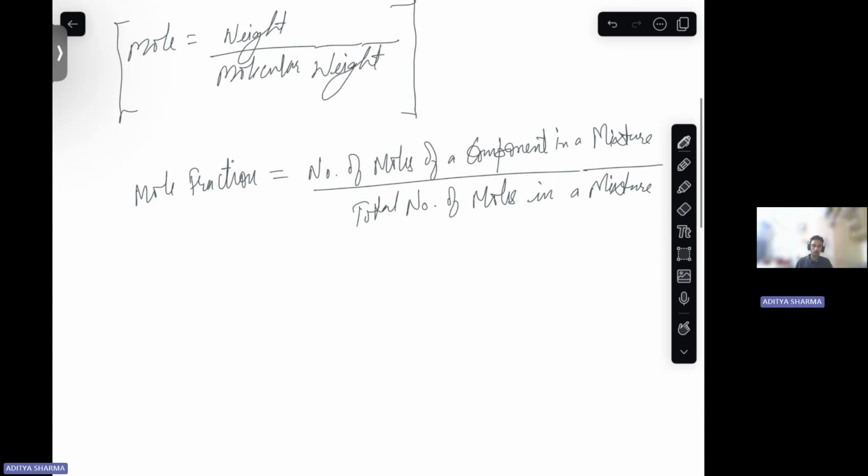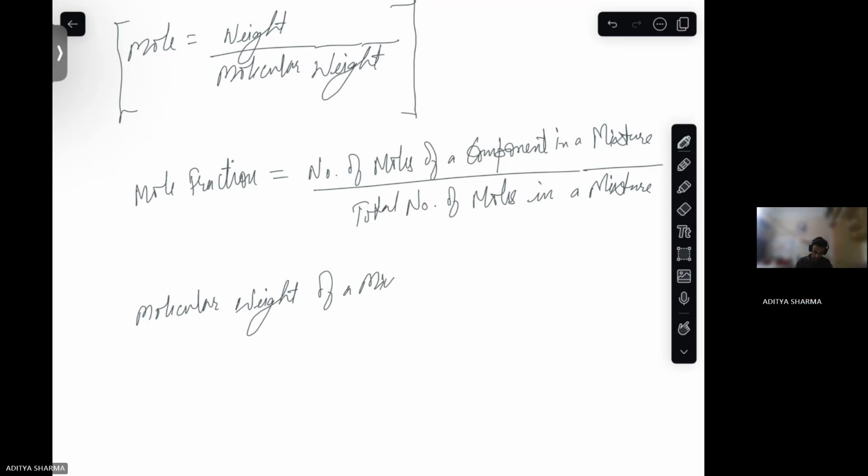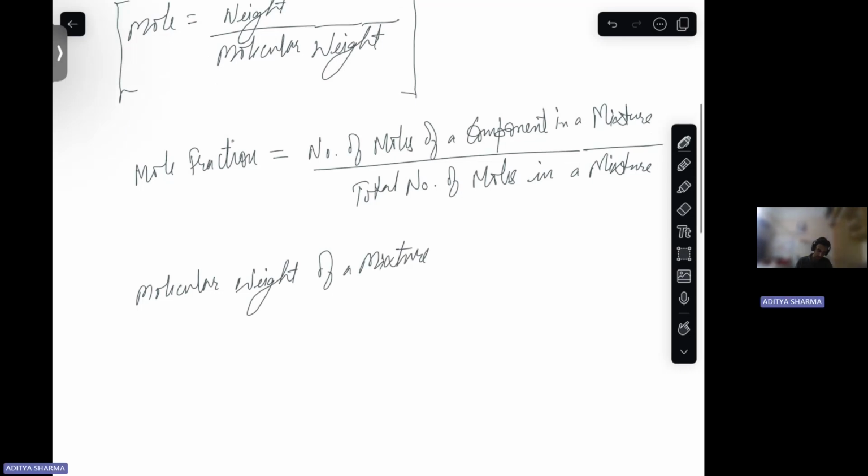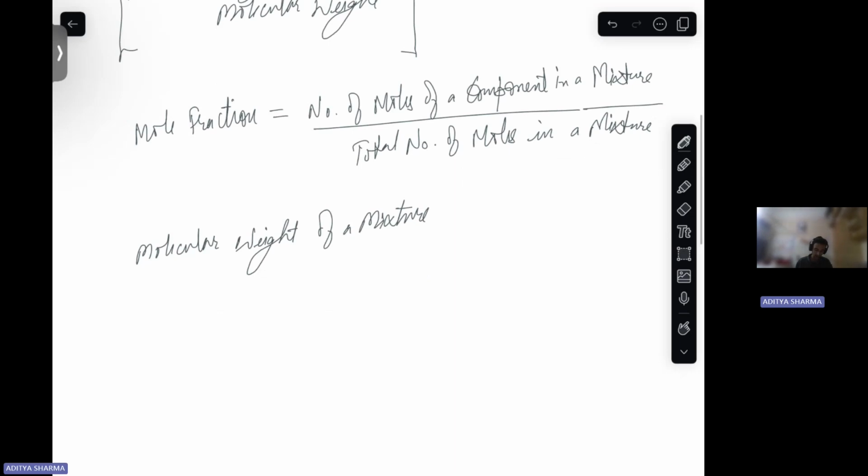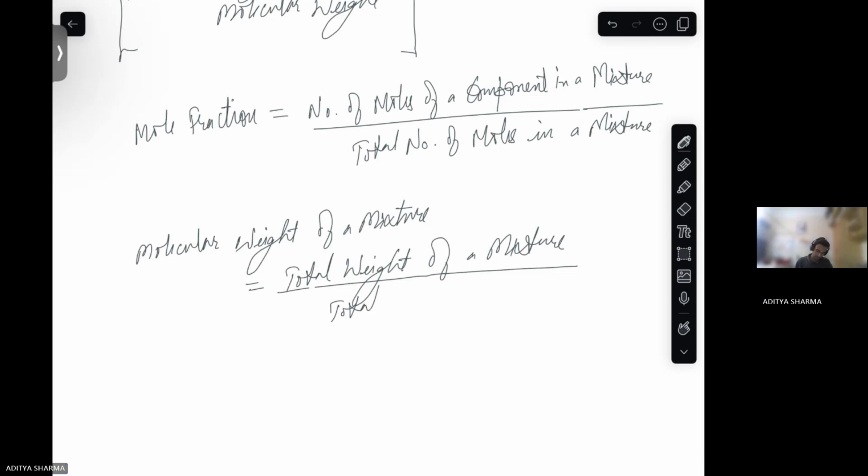Then third is your molecular weight of mixture. So this is an interesting parameter. So how do we calculate the molecular weight of a mixture? So what do we do? We write the total weight of a mixture and then we divide it by the total number of moles.